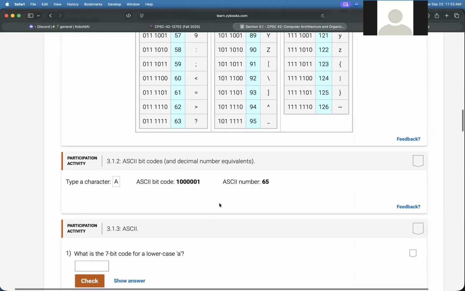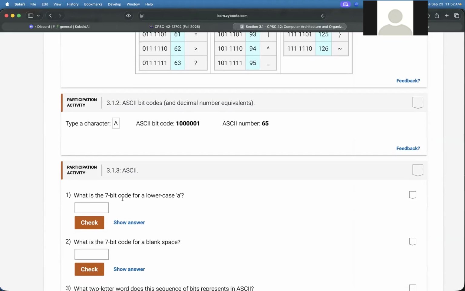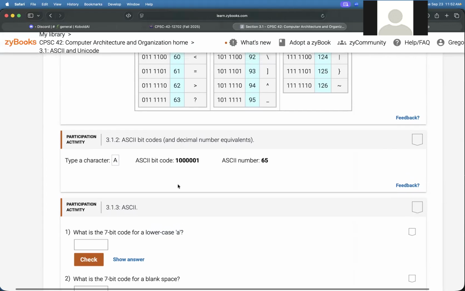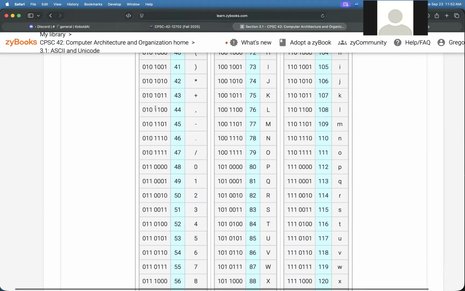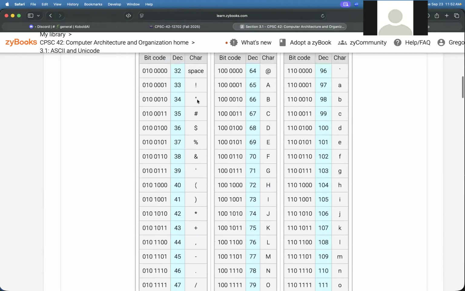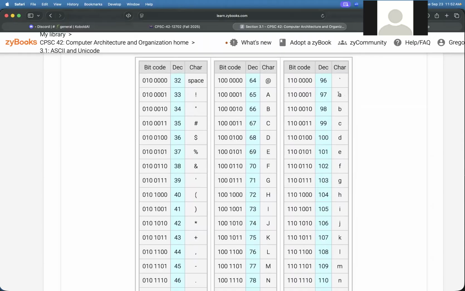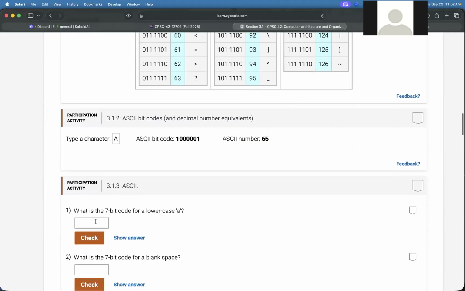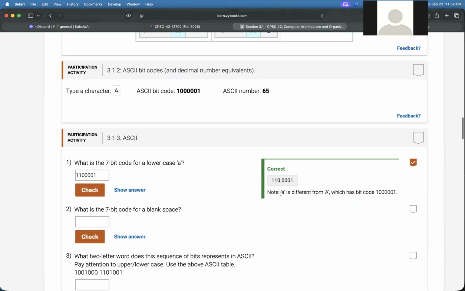All right. Now we're not doing too much here. What is the 7-bit code for lowercase a? They just want you to come up here to the table, where which binary number matches up with which symbol, and look in the right column for the lowercase a. You find the lowercase a over here, and it's 1100001. And they want you to notice that lowercase a and uppercase a are different.